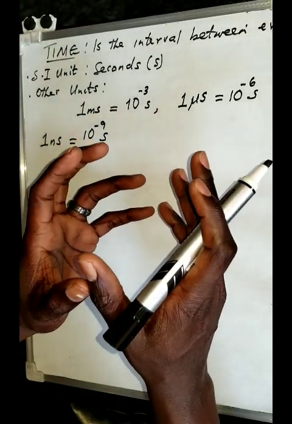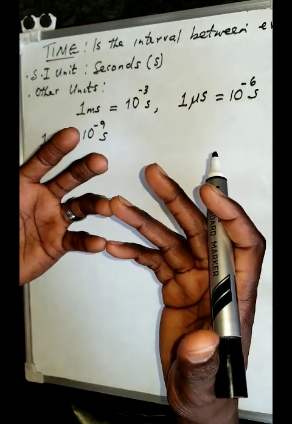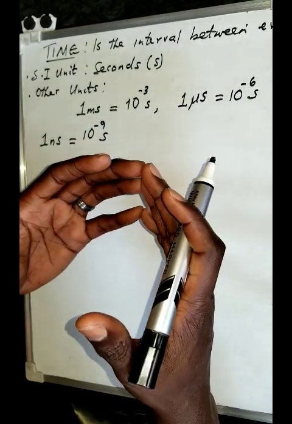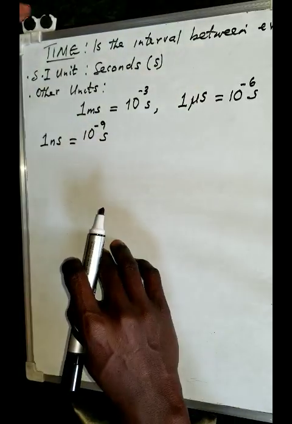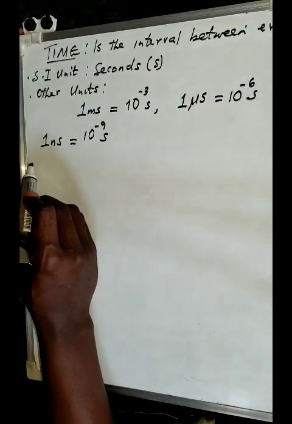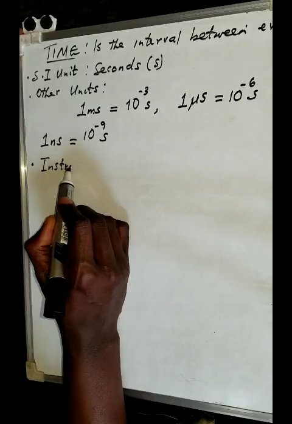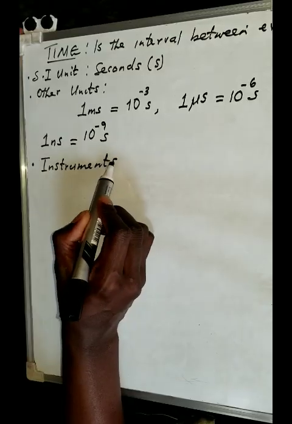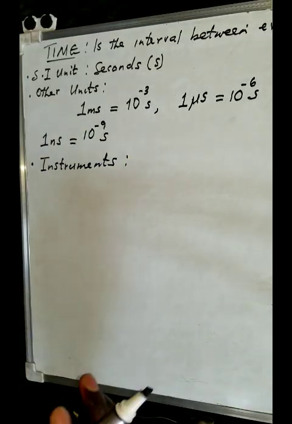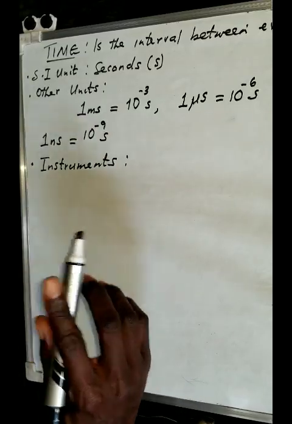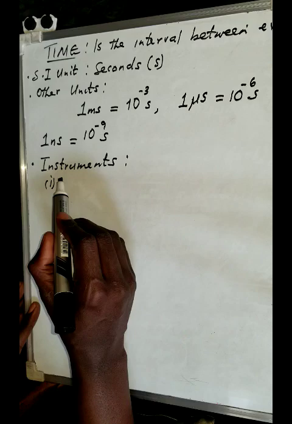But I want you to remember that time can be measured in a lot of things. It can be measured in seconds, in hours, in minutes, in weeks, in years, and so on and so forth. So there are a lot of units. But what we need to know is what are some modern instruments that can be used for measuring time. So there are a lot of instruments that we can use, but I'm just going to talk about the modern instruments that we can use for measuring time.